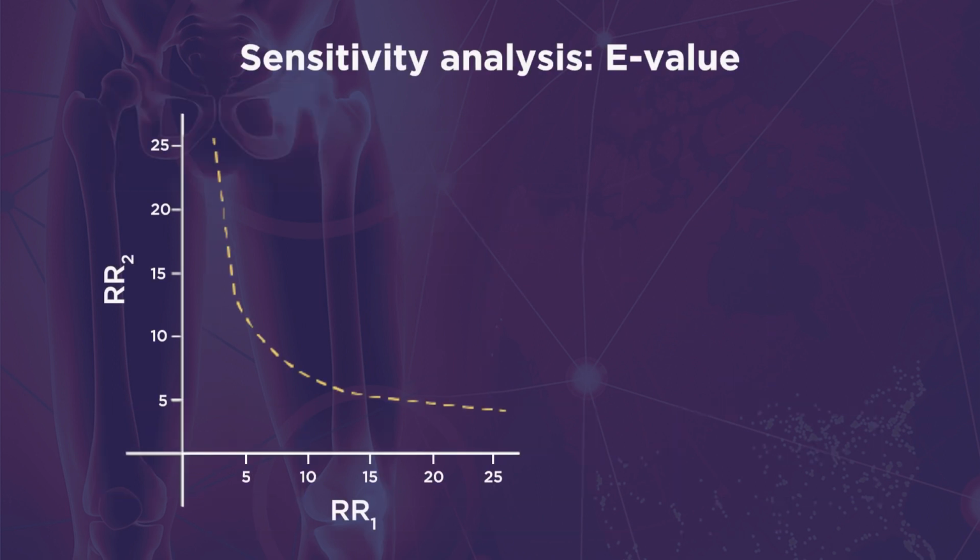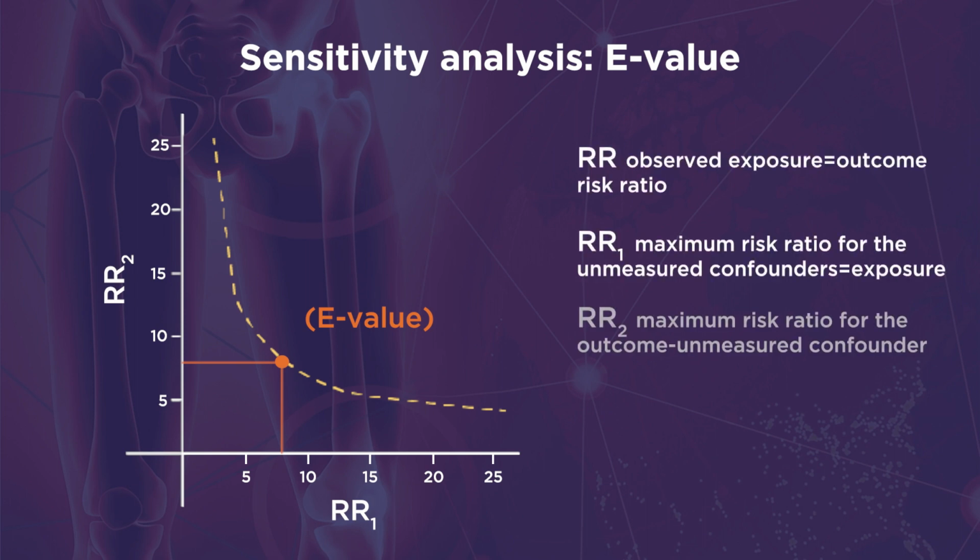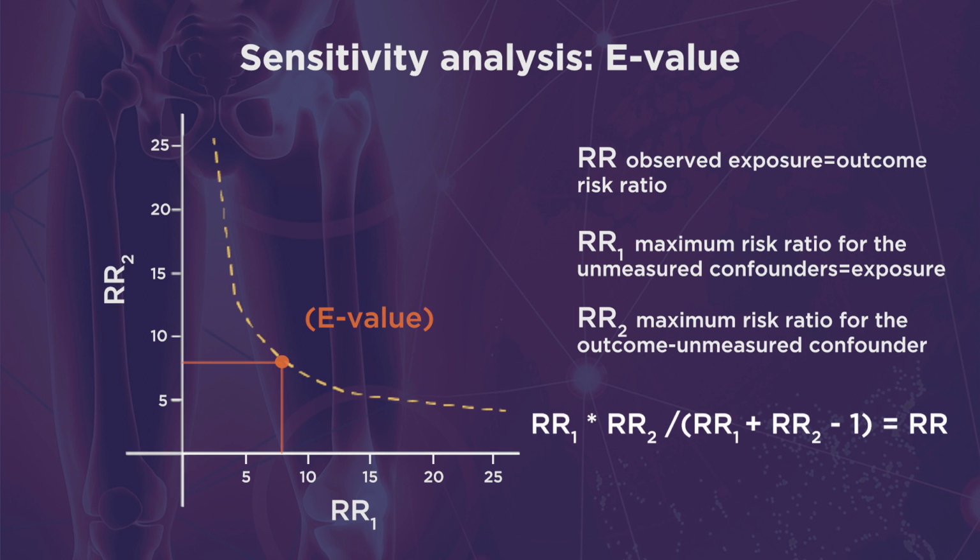To address the potential effect of unmeasured confounders, sensitivity analysis can be used. An alternative approach uses the calculation of the E-value. This metric is defined as the minimum strength of association that an unmeasured confounder must have with the outcome and exposure, conditional to the measured covariates, to explain the relationship between the two. The E-value sets two parameters equal to each other to determine the minimum for both.